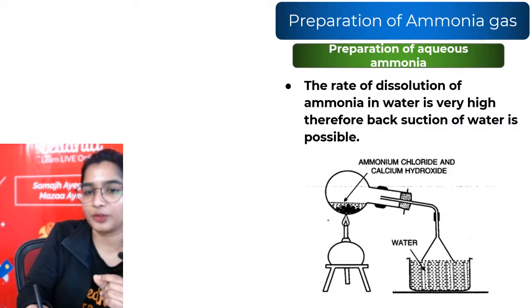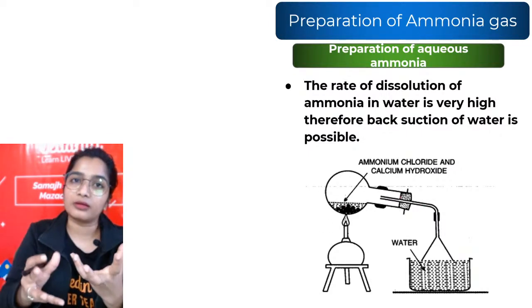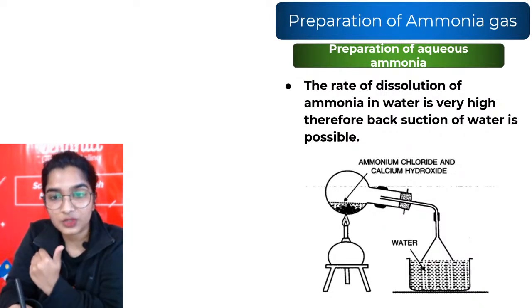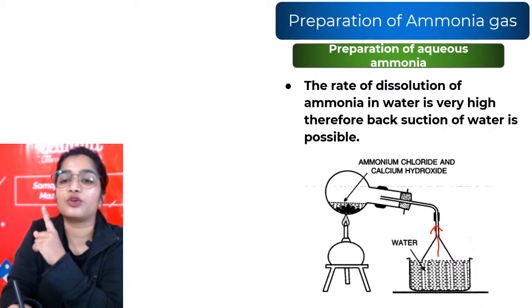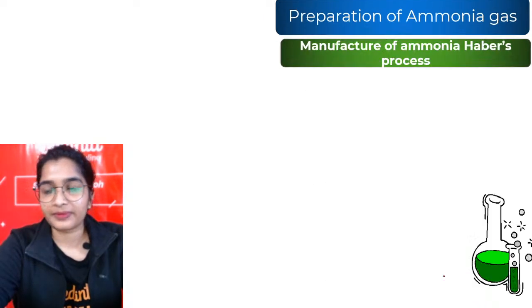See, this is how the setup looks. Ammonium chloride and calcium hydroxide, you will get ammonia, or just ammonia plus water. So how does it dissolve? To make sure that there is no back suction of water, this is how the setup should be. Okay.